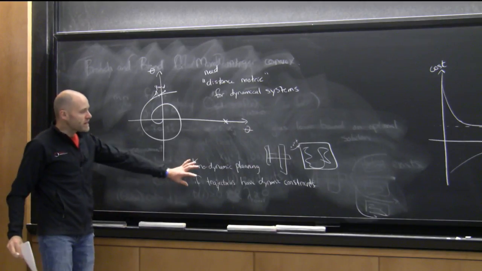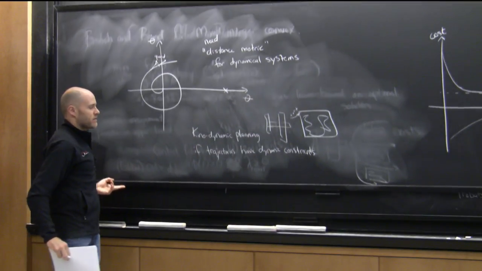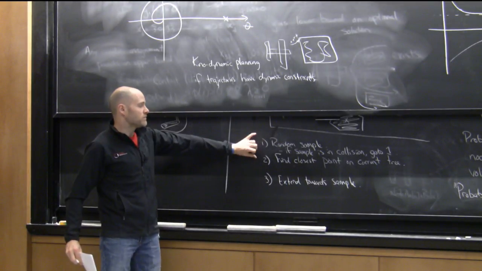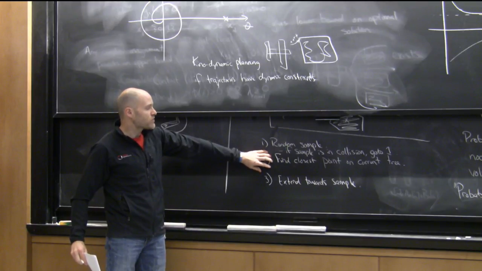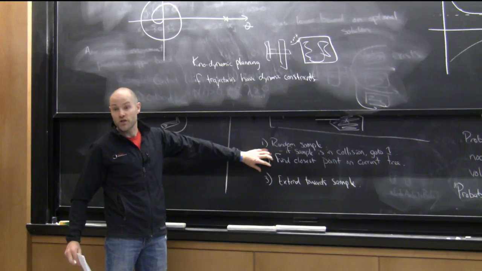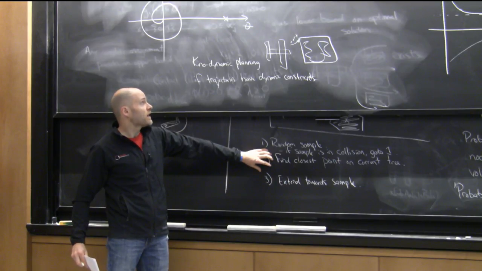And you can basically take any one of these steps and try to make them better for dynamics. So the most natural one, I think, is to try to come up with a better distance metric for the closest point search. And there are ideas about that.